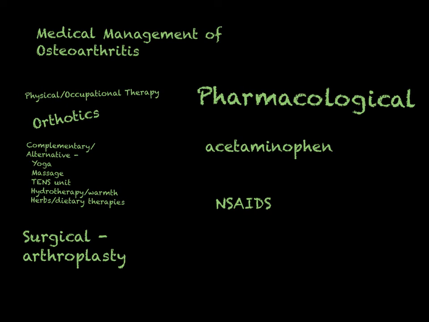And there are selective NSAIDs and non-selective NSAIDs. The non-selective NSAIDs are like your ibuprofen, your naproxen, those kind of medications. And then we have the COX-2 inhibitors. And that's like Celebrex is one of those.